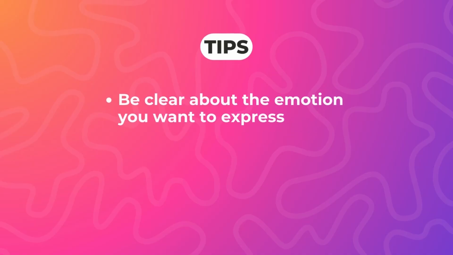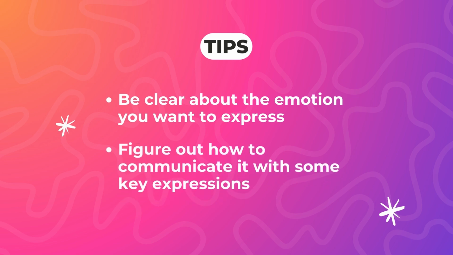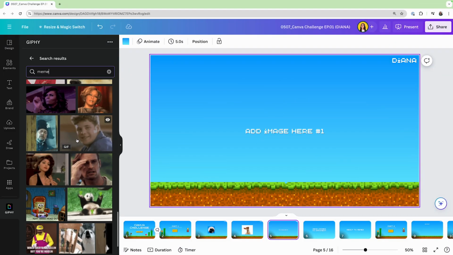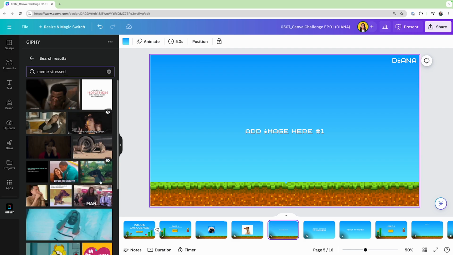Yeah, I think the key to this type of exercise is to be very clear about the emotion you want to communicate. So the emotion or the feeling is very important, and figure out how to communicate that with a keyword or with a couple of keywords, like a key expression. Yeah, I actually did it differently because I didn't know what kind of emotion I wanted to display, because I didn't have a clear idea on the meme that we were going to create together. So I went more general and I just typed meme and I found a bunch of different GIFs, and that's how I found the monkey one last minute. That was a good one.